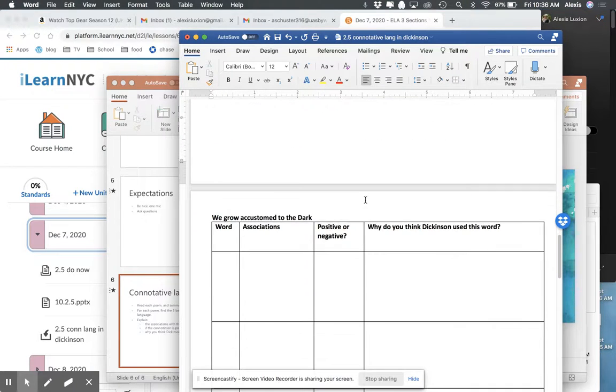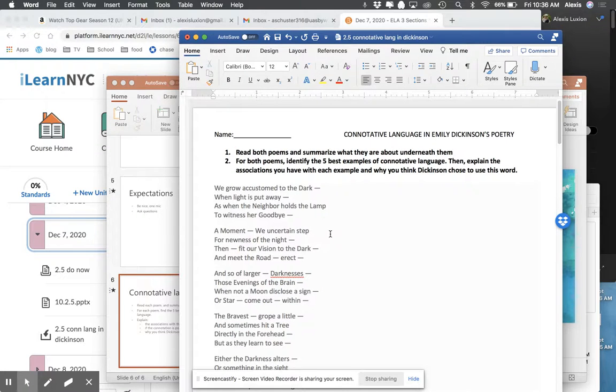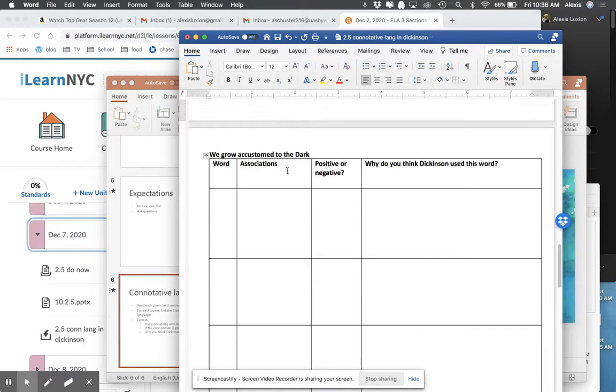Okay. So now I'm going to leave you to do the rest on your own because you've worked quite a bit with connotative language. So you're going to go back to the first poem, We Grow Accustomed to the Dark, at the top here, and you're going to look for what you think are the 5 best examples of connotative language. Then you'll go through and do just what we talked about. You'll put the associations that you have with the word, so what it makes you think of. You'll put whether it's positive or negative, and you'll put why you think she used that word. Right? If you have questions, make sure that you let us know.